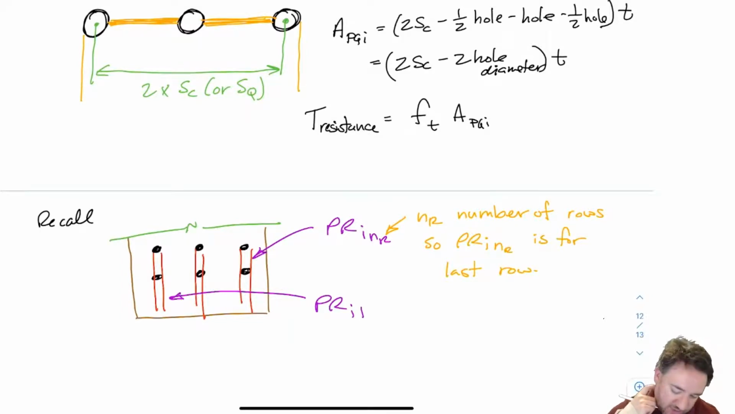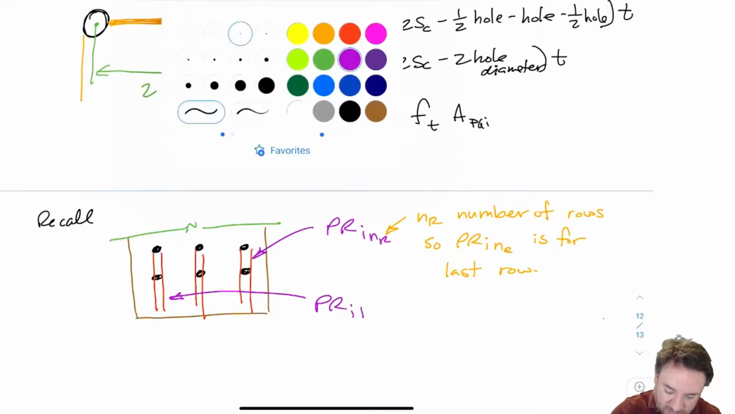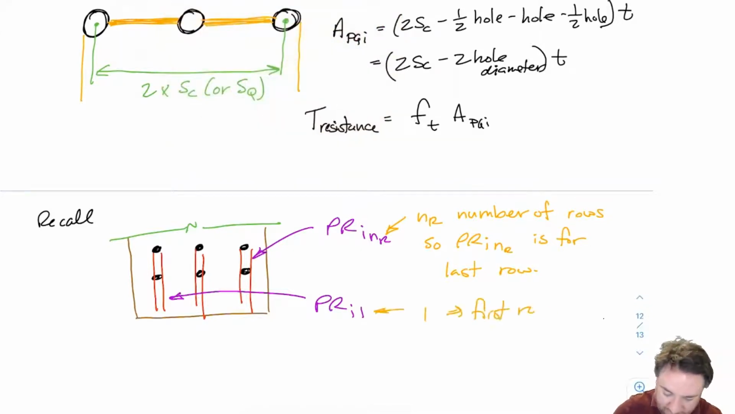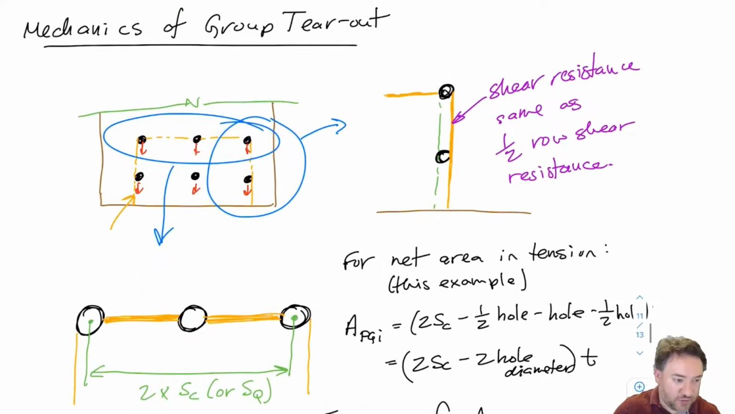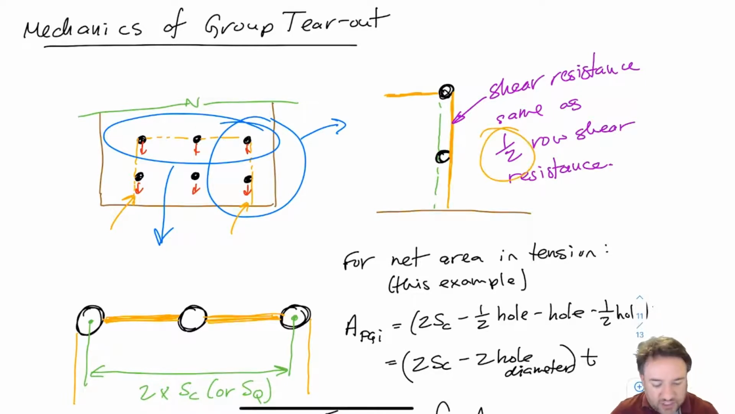Okay, and then the one at the beginning is PRI1, where 1 basically means it's the first row. Why do we need these? Because basically when we do row shear, this one is the first row, and this one is the last row. So we're going to need the row shear for the first row and the row shear for the last row. And remember, we're going to need only half of each of those.